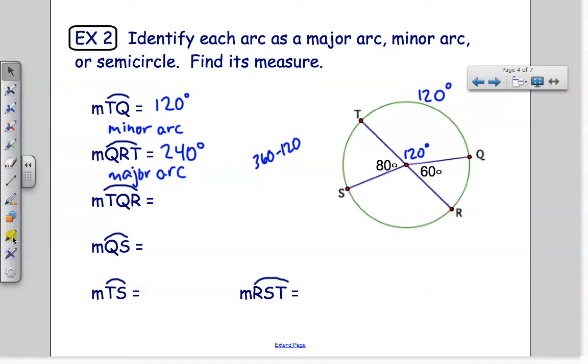Okay. Next one, where we're looking at arc TQR. Start at T, go through Q to end at R. So I'm going to have to go this way. Alright, look at that. These are the endpoints of a diameter, T and R. So this is a semicircle. I can tell that that is half of the circle. And therefore it measures what? What's half a circle? 180 degrees. Or you could think 120 plus 60, right? Because if this is a central angle, I know that part of the arc is 60 degrees.